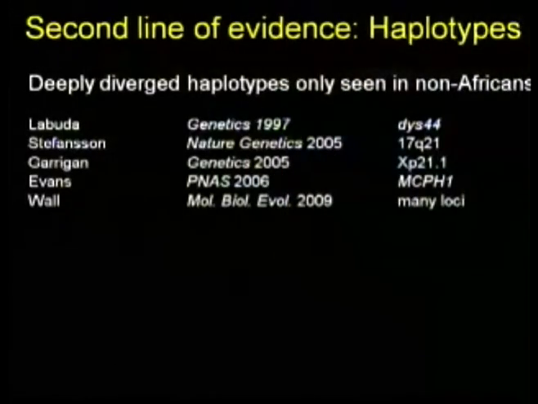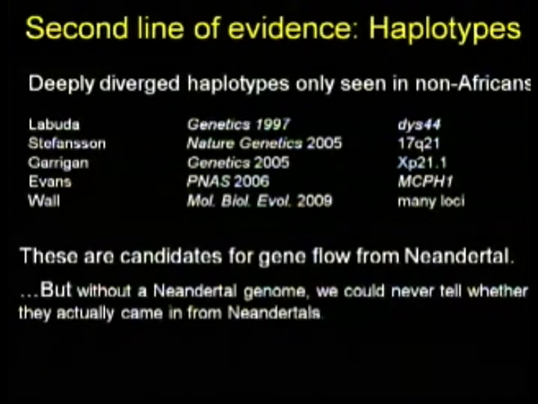People have always been interested in this. Here's a list of 5 papers that have found candidate such regions. The first one was Damien Labuda's paper on the dystrophin exon. More recently, Jeff Wall and colleagues looked at a large number of loci and found that there were more of these than you would expect based on most demographic models, suggesting maybe archaic flow in non-African populations. But without a Neanderthal genome, you can't really tell whether these are from Neanderthal or not.